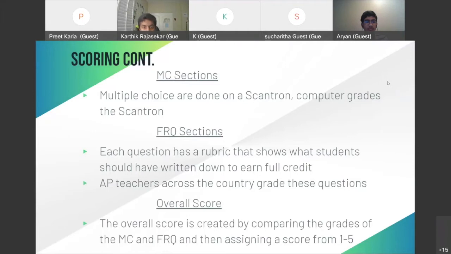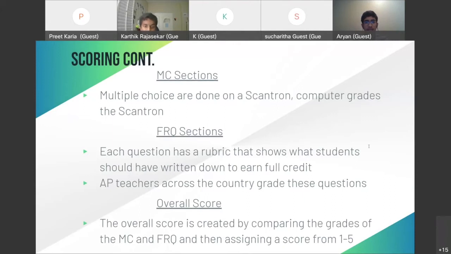So for AP tests with multiple choice questions, students will bubble in their answers onto a Scantron, which will later be scored by computer. Like any other multiple choice test, your score for this section is based on how many questions you get right. For FRQ sections, an AP teacher will be the grader. These teachers are grading tests for the classes they teach. So for example, for an AP Chem test, only AP Chem teachers will be grading your FRQ.